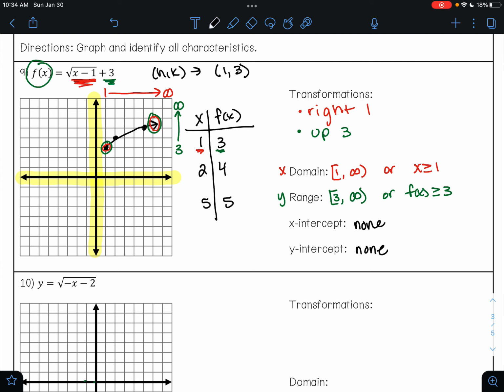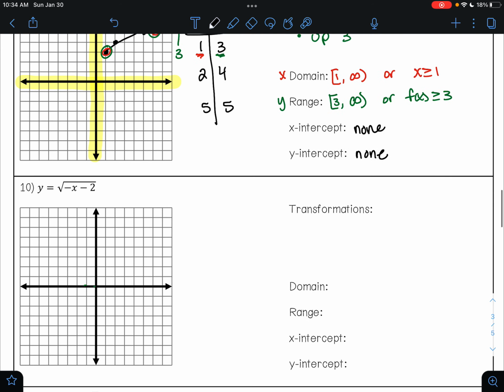On example 10, here I have the square root of negative x minus 2. Now, the first thing I notice is that I do have a b value and that x minus h is not in parentheses. So the first thing that I'm going to do is factor this out. It looks like my b value is negative 1, so I'm going to go ahead and factor that out. So I'll have y equals the square root of negative. If I factor out a negative 1 out of negative x, I'll have x left over. And if I factor out a negative 1 out of negative 2, I'll have positive 2 left over.